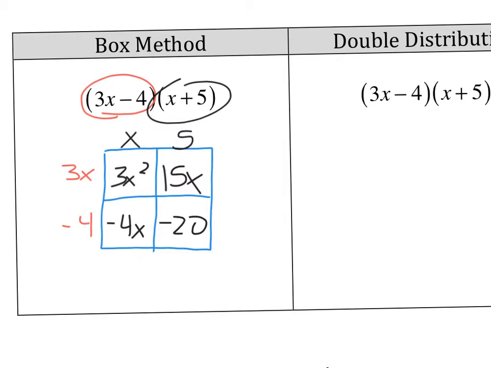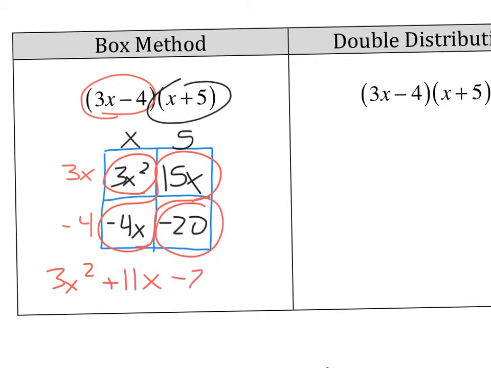In the end, we just start picking this apart. This one is all by itself, so 3x squared is what I get. These two right here are like terms. In this context, they are. So negative 4x plus 15x is positive 11x. And the negative 20 is by itself. So when asked to multiply out or simplify these two binomials, this is my final result.